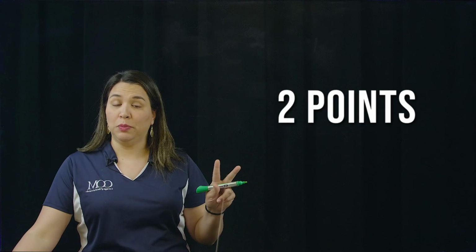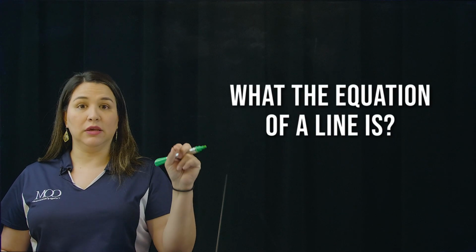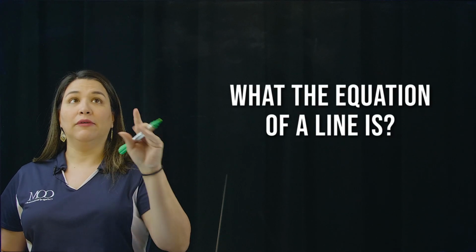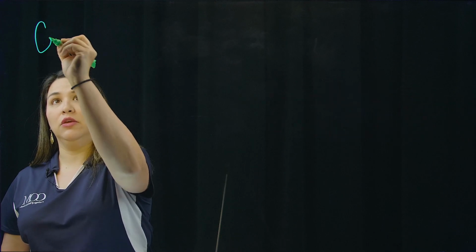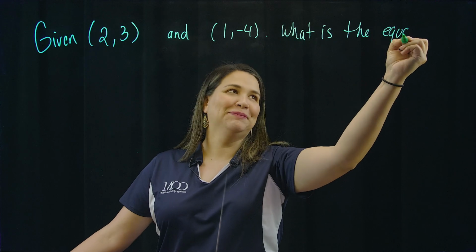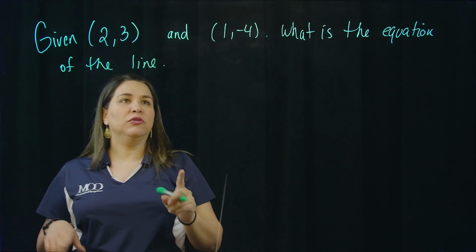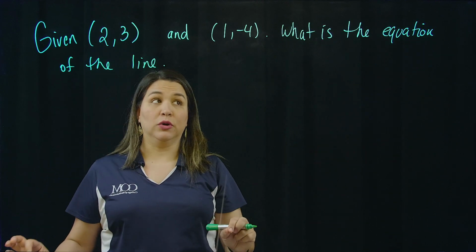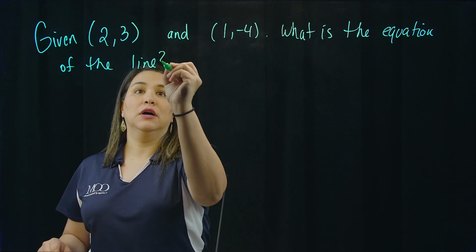When you're given 2 points on a graph, but you have to figure out mathematically what the equation of the line is, you have to do the following steps. So let's say that you are given (2, 3) and (1, -4). What is the equation of the line?